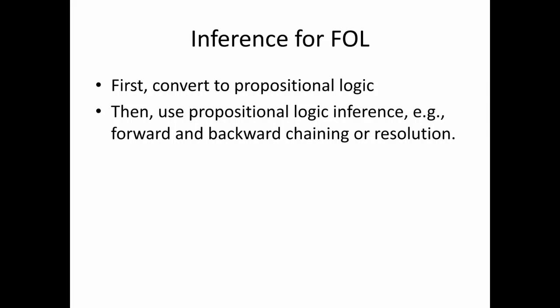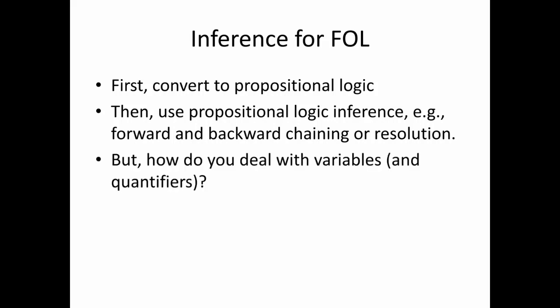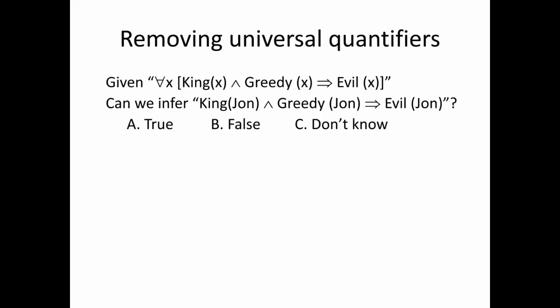But there are some complications, right? Like, how do you deal with variables? Converting sentences consisting of constants, that's fine, but how do you deal with variables? Because there's no such thing as a variable in propositional logic. So let's look at universal quantifiers first. How do you get rid of it?